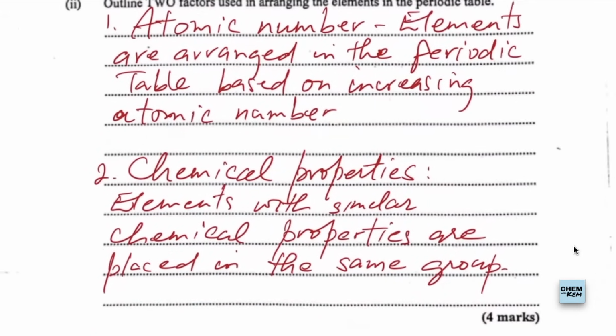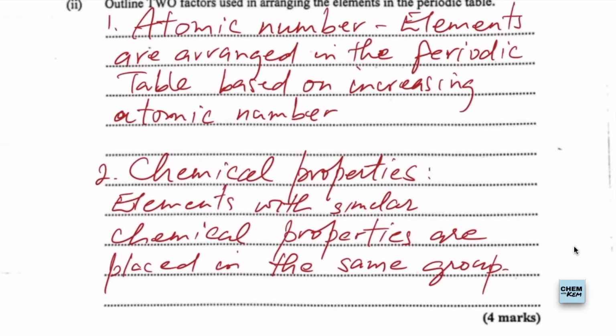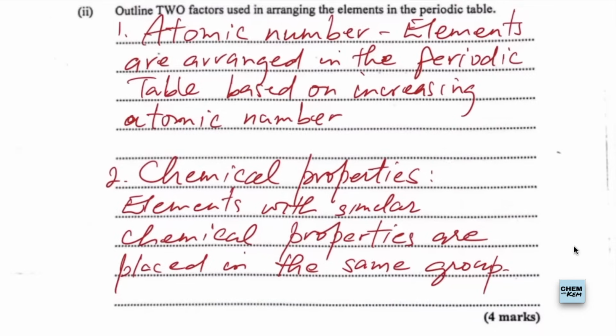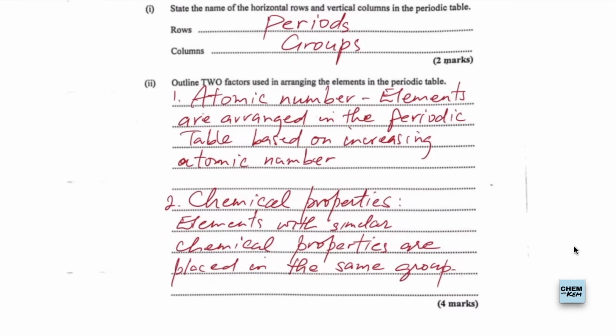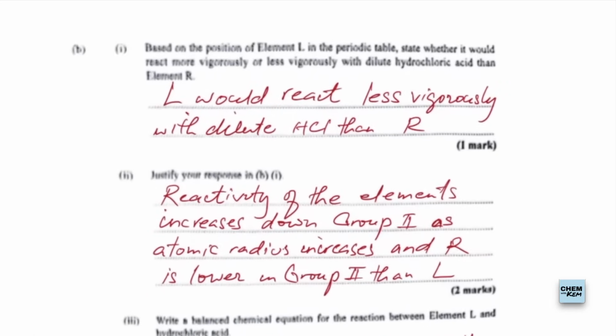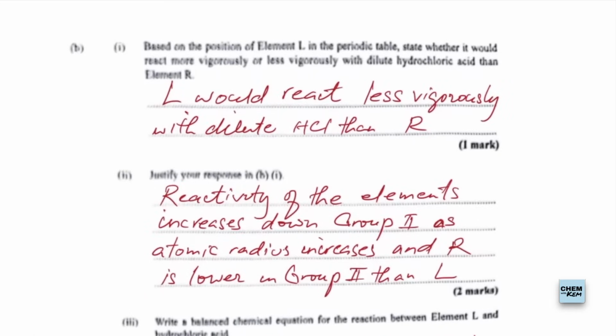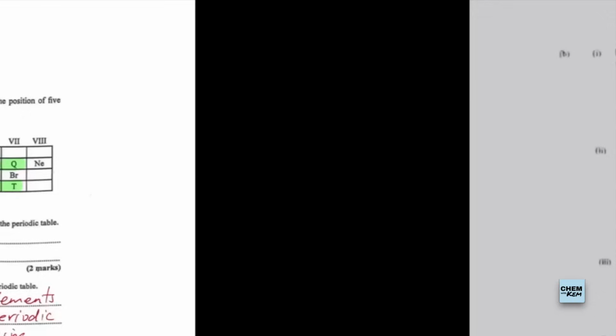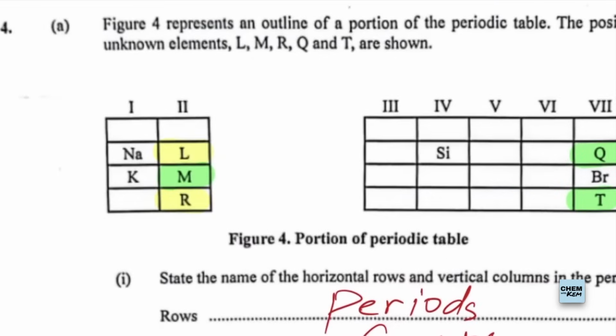And then we have based on their chemical properties. Elements with similar chemical properties are placed in the same group. So those that react by giving away 2 electrons, they are placed in group 2. So we can just leave that, and that would be 6 of our 15 marks so far. And we go over. Based on the position of element L in the periodic table, state whether it would react more vigorously or less vigorously with dilute hydrochloric acid than element R. L and R. Let's look. L and R.